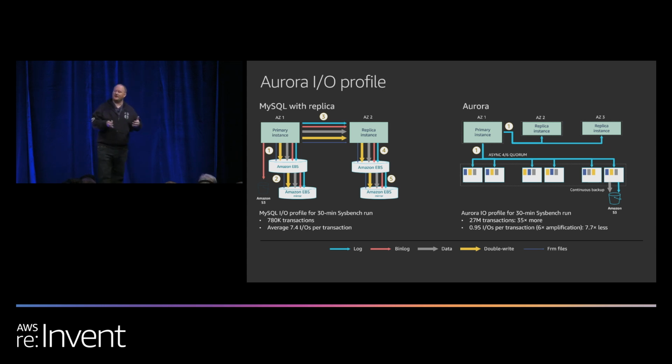And because of the fact that we have to do so much less I/O, you can see now roughly the same run. So sysbench, same type of machines. We ran for 30 minutes, and you can see we managed to do about 27 million transactions. So about 35 times more than in the previous example, and less than 1 I/O per transaction, which is really the big difference here.